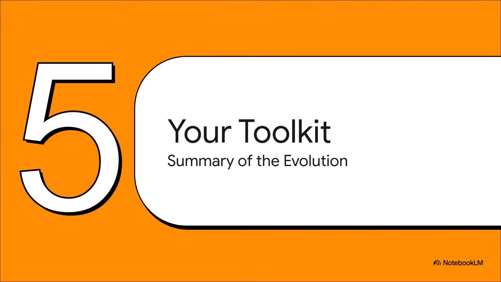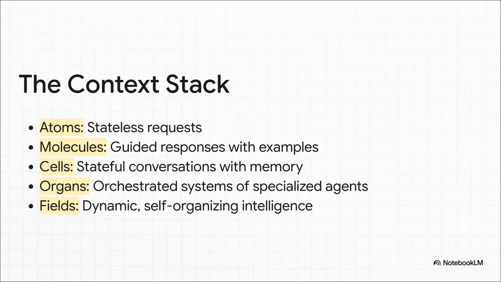Whew, okay, that was a lot. But we've gone on a huge journey here, right? We started with a single, simple prompt, and we've worked our way all the way up to architecting these complex, dynamic systems. So let's just quickly recap the toolkit you now have. This is it. This is the context engineering stack. You start with stateless atoms. You group them into molecules with examples to guide them.